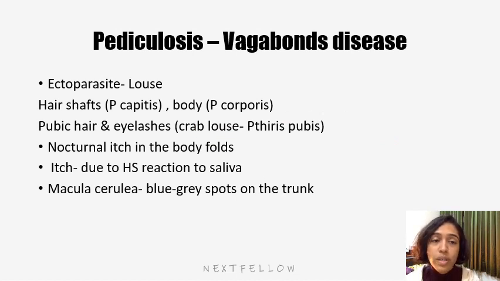It's caused by a louse, an ectoparasite, and you have different types of pediculosis. Pediculosis capitis is found on the hair shafts. Pediculosis corporis is found on the body hair, and Pthirus pubis, that is the crab louse, is found specifically on the pubic hair and on the eyelashes. Okay, it's because of the diameter, the different circumference and the characteristics of each hair of the body part that you find these different lice. The clinical feature is the nocturnal itch, again more in the body folds where the louse inhabits. And the itch is also due to the hypersensitivity reaction of the body to the louse saliva.